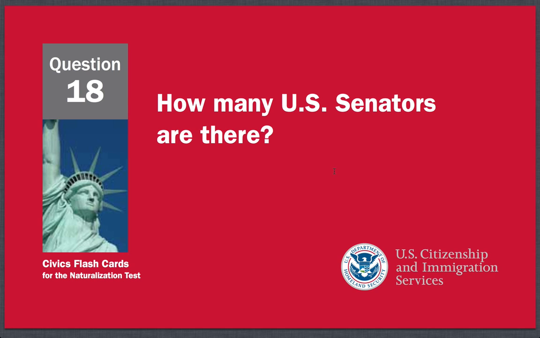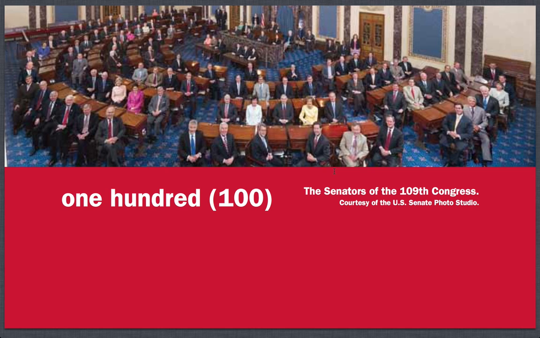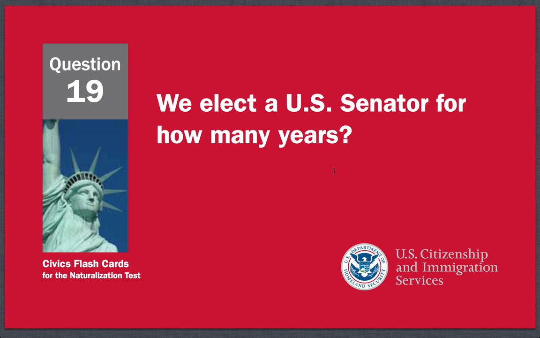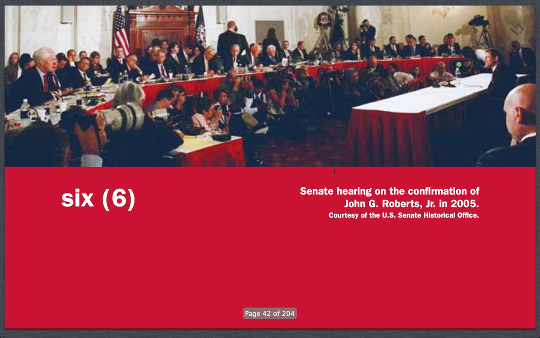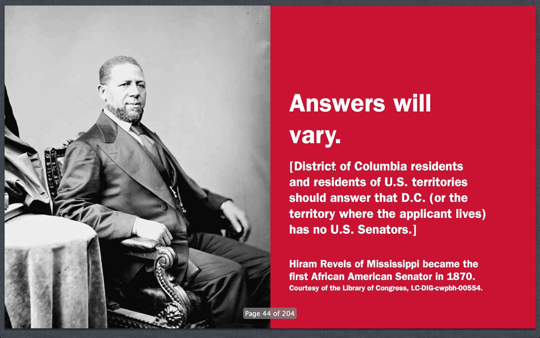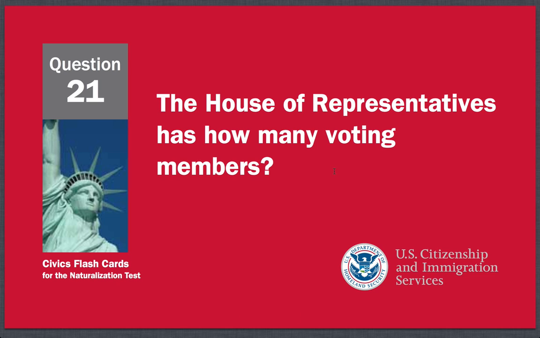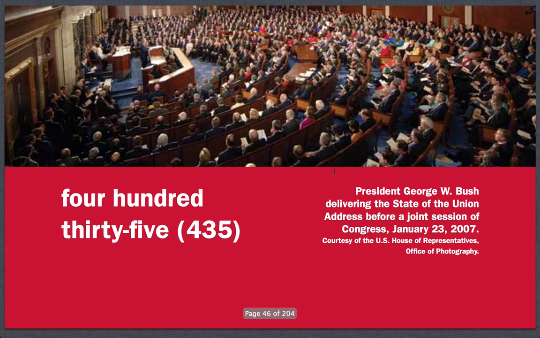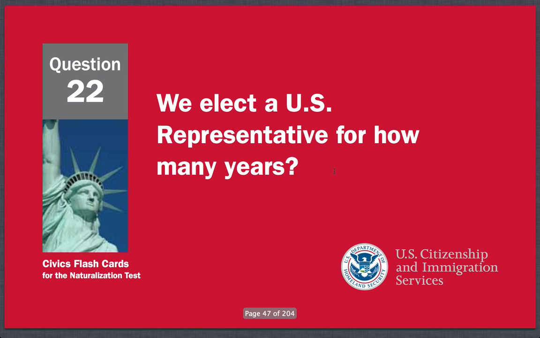How many US senators are there? 100. And we elect a US senator for how many years? 6 years. And who is one of the US senators now? You have a bunch of them right now, and as you know, you have Senator Hillary Clinton, etc. You can pick one. The House of Representatives has many voting members. It's 435 of them.